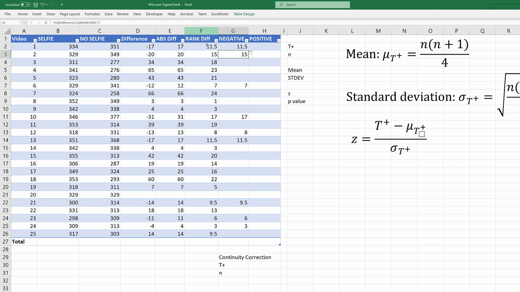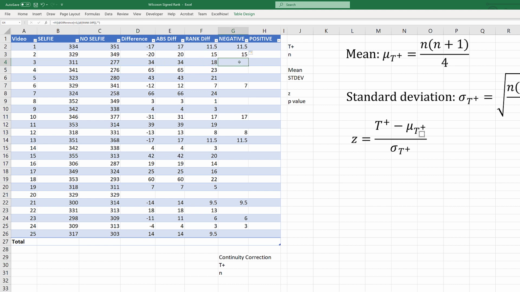So see what happened. What we did is we duplicated this absolute rank difference here into column G only if the original difference was negative. So we go to this one. We can see we have 15 moved over. That's because its original difference was negative. The next one, the difference was positive.